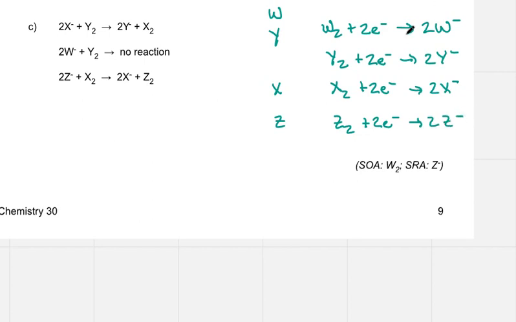This is the kind of table you'd get if you ranked like fluorine, chlorine, bromine, and iodine, where they're both diatomic, they both form negative ions, and they're even in the order that I said. So our strongest oxidizer, top left, would be W2, and our strongest reducer, bottom right, would be Z minus ions. No need to put the 2 here. It's the ions themselves which are a strong reducing agent. It isn't really relevant that they react 2 at a time.